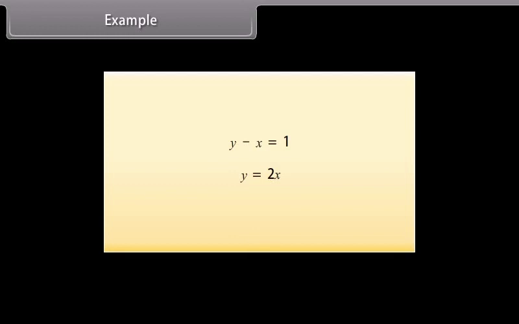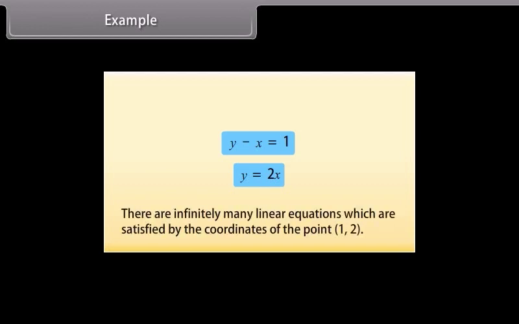Other examples are y - x = 1 and y = 2x. In fact, there are infinitely many linear equations which are satisfied by the coordinates of the point (1, 2).